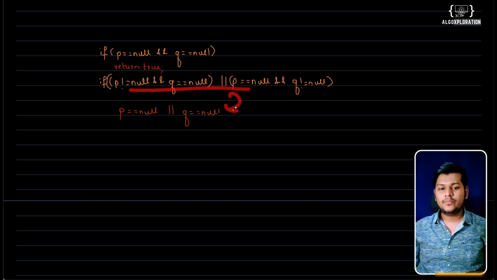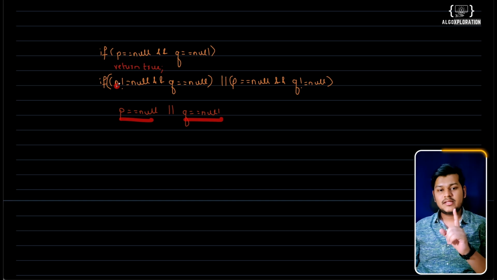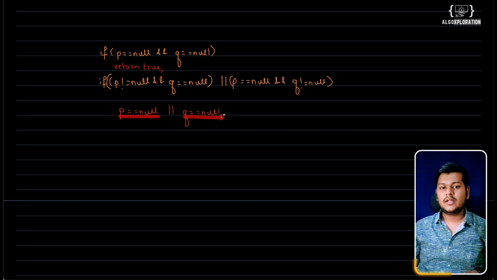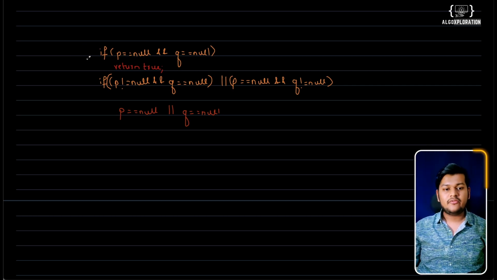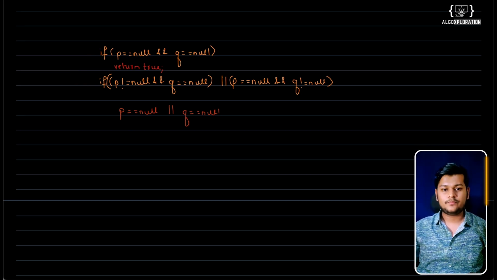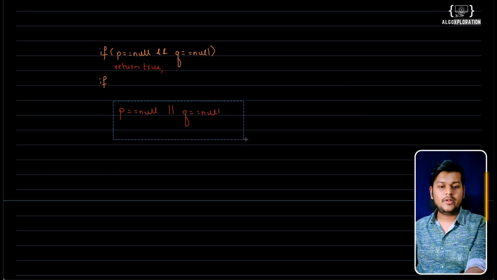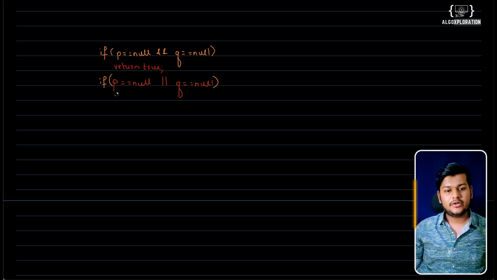Now someone might argue, what if both are null? If both are null, basically we need to return true. But here in this case, we are returning false. See guys, if both are null, that case has already been handled over here, right? So you don't need to worry about this. If it is going over here, then it means that either of them is null, not both. So I will be deleting this and putting this thing over here. And over here, I need to return false.